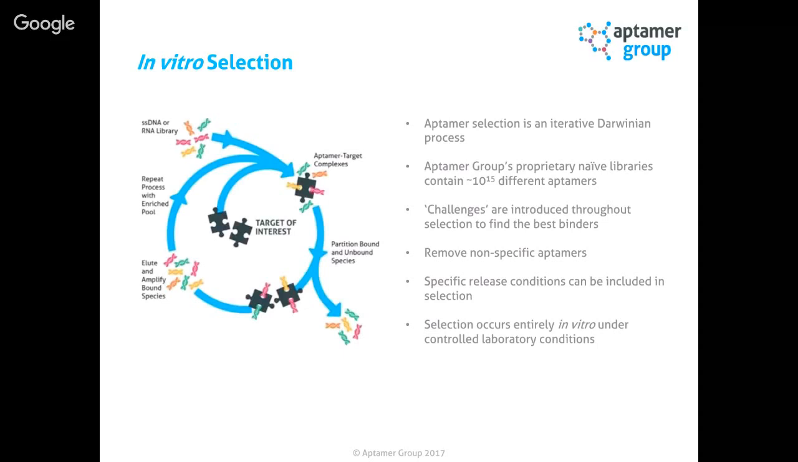Once we've recovered the Aptamers, we amplify them, and essentially we end up with an enriched population of Aptamers and go around this process again with that new library. We're going around this process several times, refining the Aptamer population as we go until we get to a situation where we have the properties that the customer requires.